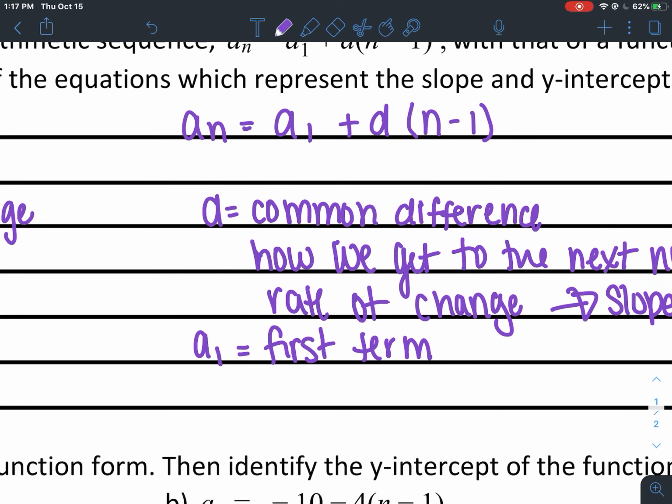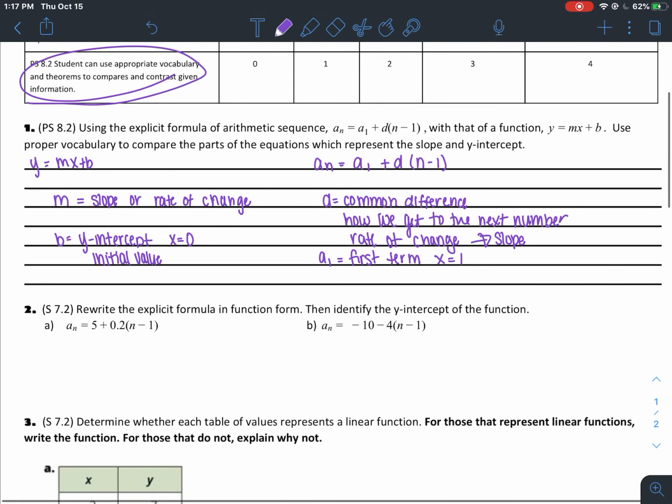It's not the y-intercept, okay, even though it asked us to represent which was the slope and which was the y-intercept. This is not the y-intercept. It's the first term. It's when x equals 1. So different than the y-intercept when x equals 0. But slope, m for slope and d for common difference, those will be the same number in both formulas.